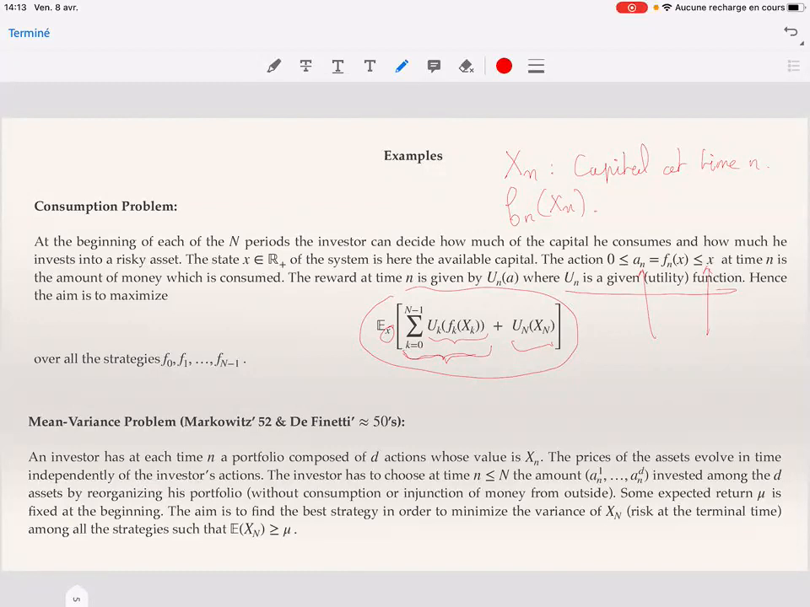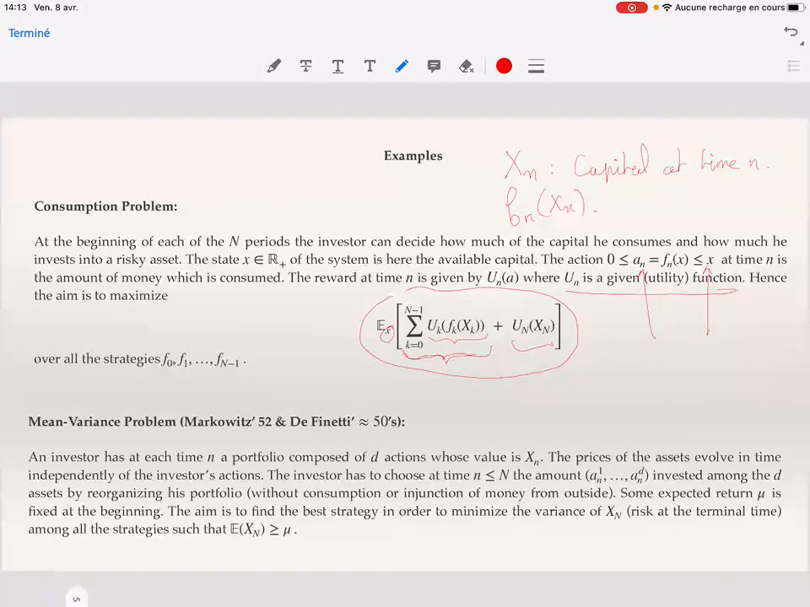And so you try to find what is the F0, F1, ..., Fn minus one, these actions that you can perform on the money that you have in your pocket, in order to maximize this benefit that you can get from this money that you have. Okay, so this is called the consumption problem, and we will discuss this problem many times later. So it is a basic one.